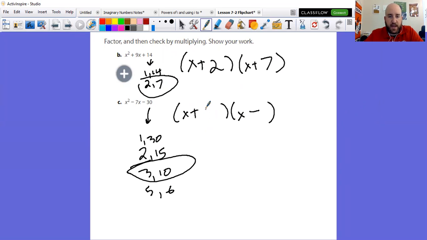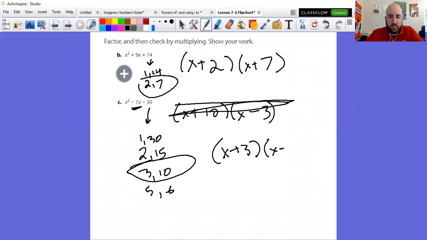So now you got to say, okay, am I going to do 3 and 10 or 10 and 3? Let's do it this way. 10 minus 3. What's 10 minus 3 give me? Positive 7. But I need -7. Okay? So it's not going to be 10 minus 3. It's going to be 3 minus 10.